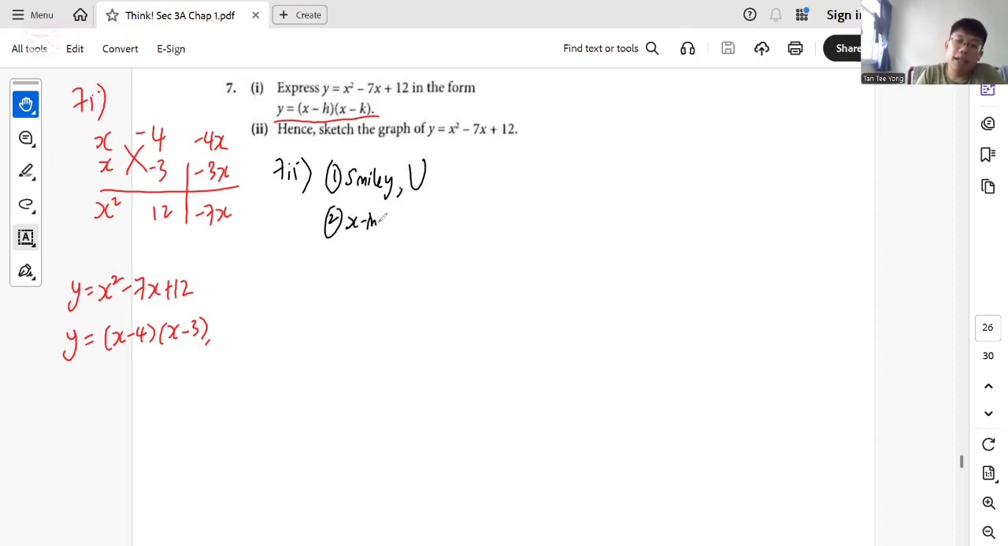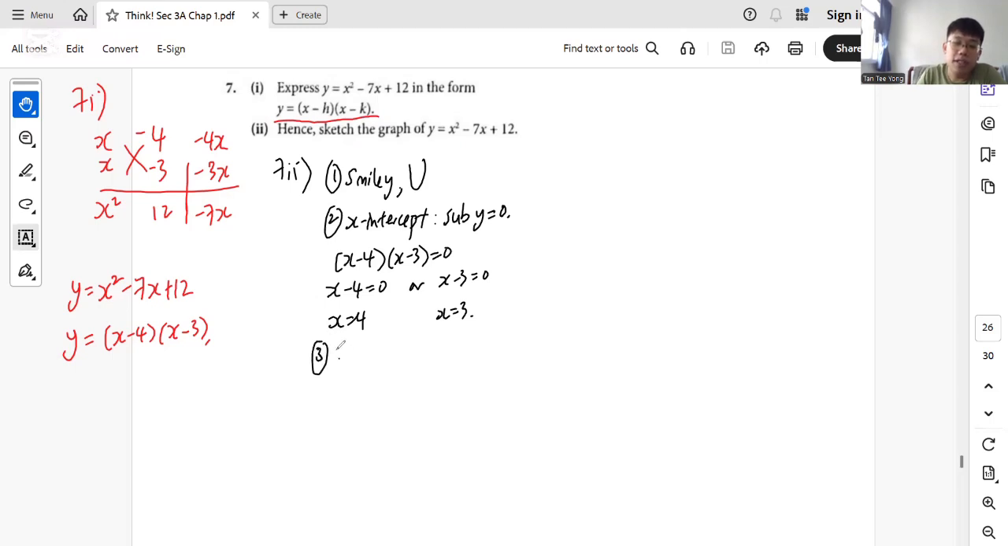Second, x-intercept. What is the x-intercept? Sub y equals 0. So that means x minus 4, x minus 3 equals 0, so x minus 4 equals 0 or x minus 3 equals 0. So x equals 4, x equals 3. Then info number 3, y-intercept. Sub x equals 0, so y equals 0 minus 4 times 0 minus 3. So it's negative 4 times negative 3, which is 12.